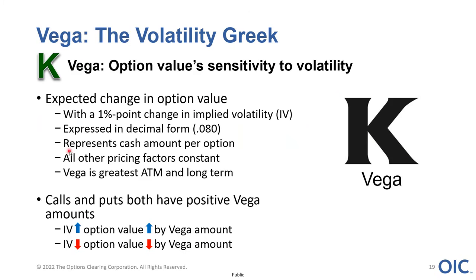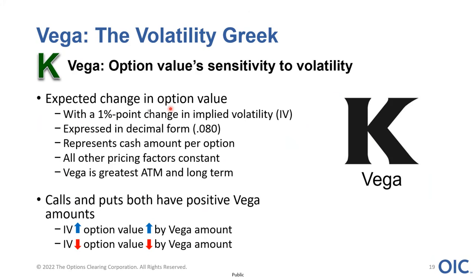Now, Vega is expressed in decimal form, like it says here. In this case, 0.08 would be, we would say it's an option that has 8 cents of Vega. It represents a cash amount per option. Now, again, all other pricing factors remaining constant. Keep in mind one other thing about Vega. Vega is the greatest in at-the-money options and in long-term options.